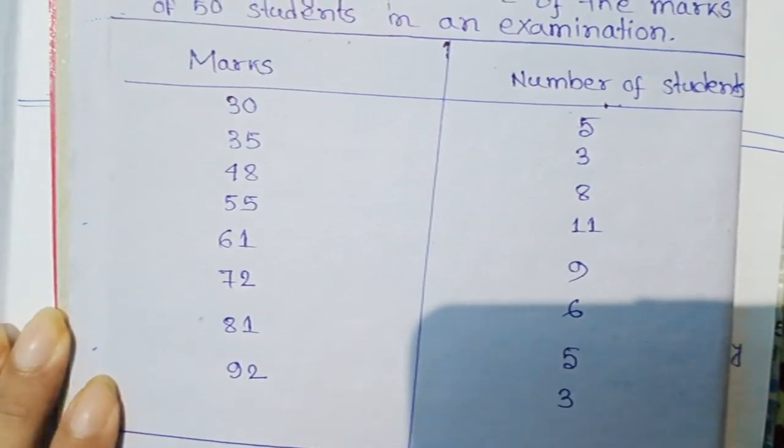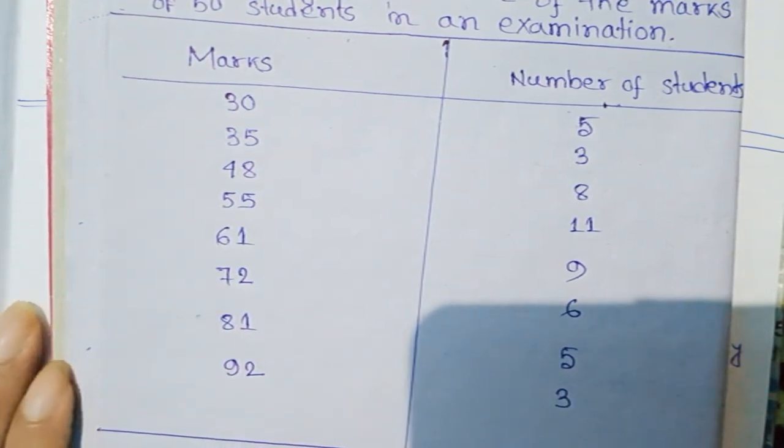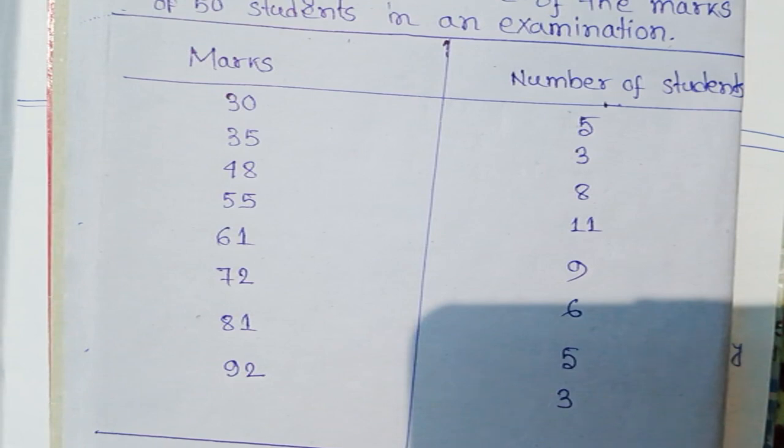So here we have taken all the marks separately. How many types of marks are there: 30, 35, 48, 55 and so on. Here we have taken all the marks separately. So this is simple frequency distribution. We have expressed the values separately, simply.